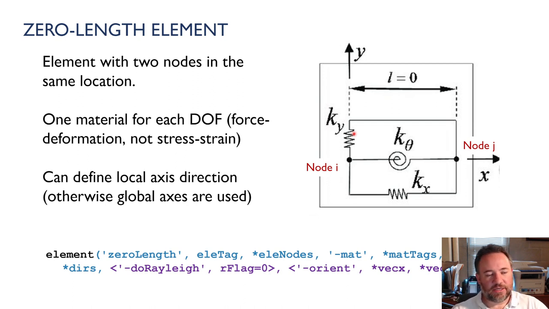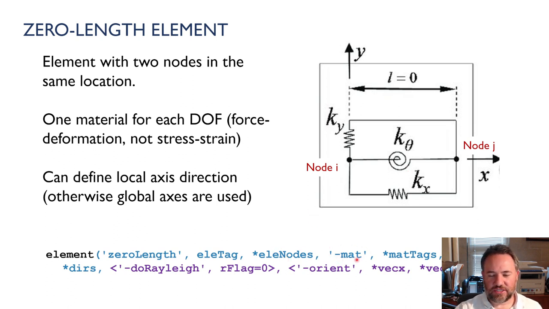If I want, I can rotate the directions, the local axis of the zero length element, whichever way I want, by providing this optional argument when I define the element. Okay, so I define my zero length element by saying zero length, that's the type, recognizing I have a capital L here. I give it a unique tag. I say which nodes, so node I is node 3, node J is node 1000, so I put those here.